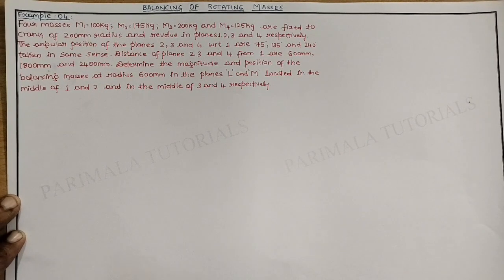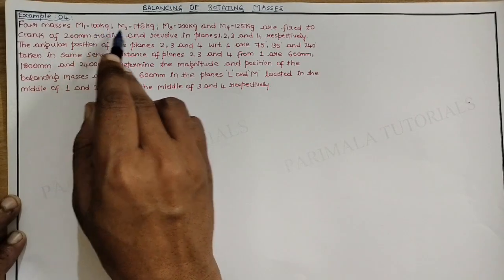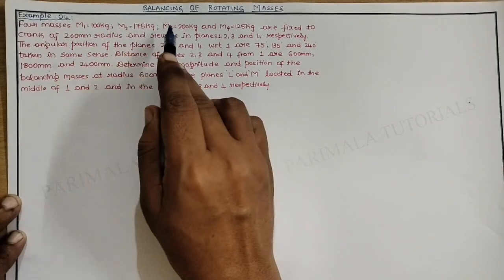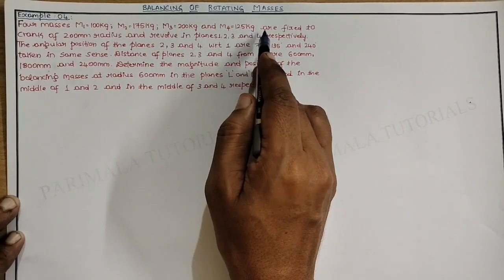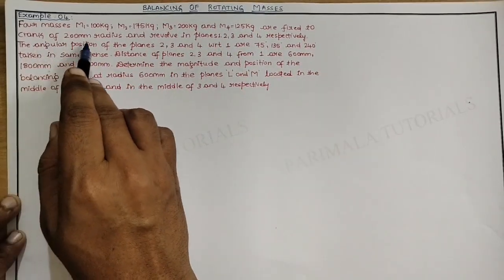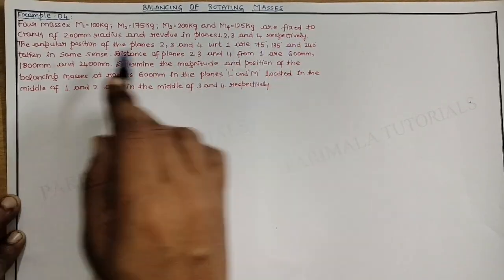In this session, let us see the next example based on balancing of rotating masses. The question is like this. 4 masses M1 equals 100 kg, M2 equals 175 kg, M3 equals 200 kg and M4 equals 125 kg are fixed to a crank of 200 mm radius and revolve in planes 1, 2, 3 and 4 respectively.